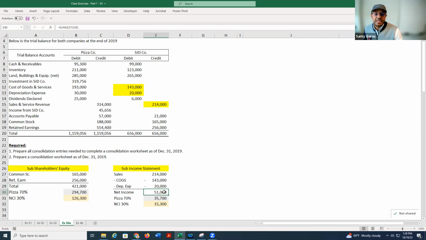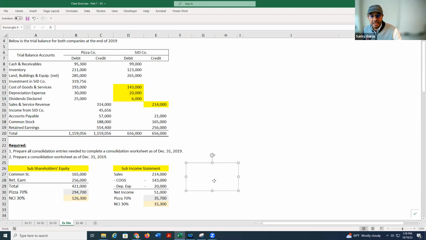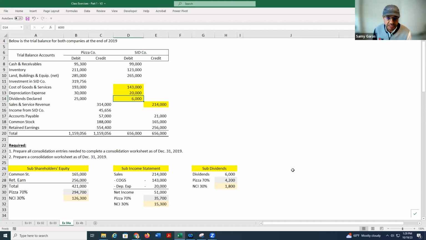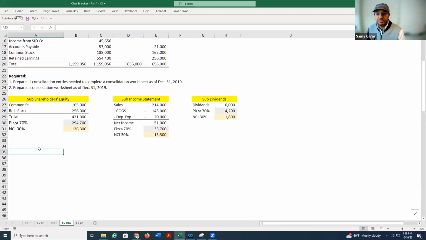Then we divide the net income between the parent company and the subsidiary company. And the last calculation we need to do is for the dividends, where we take the $6,000 of the dividends and then divide it between the parent and the subsidiary. Based on the three calculations here of the equity, income, and dividends, we can get our balance for the parent and another one for the subsidiary.